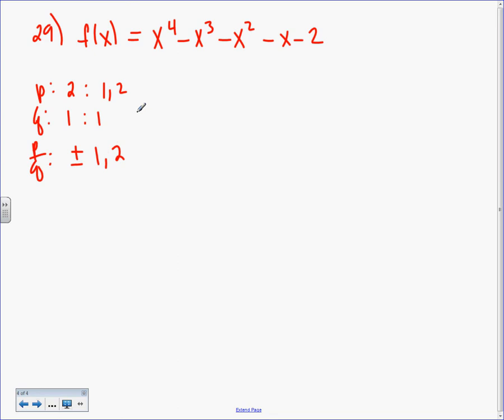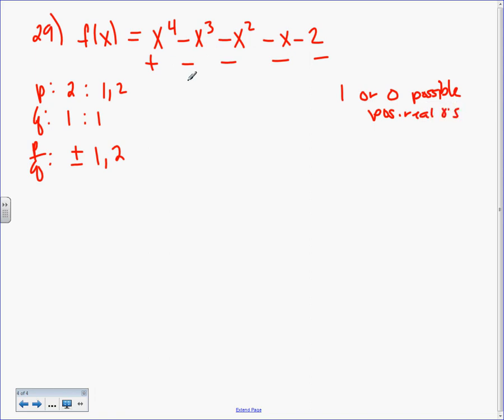So let's do our rule of signs and see if that's helpful or not. So this is a positive, negative, negative, negative, negative. So how many sign changes do I have in the original problem? Just 1, right? So that means 1 or 0 possible positive real zeros from the other day.